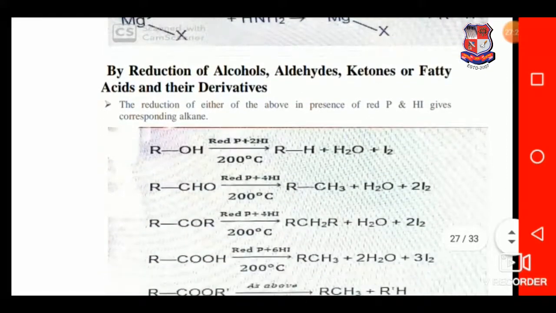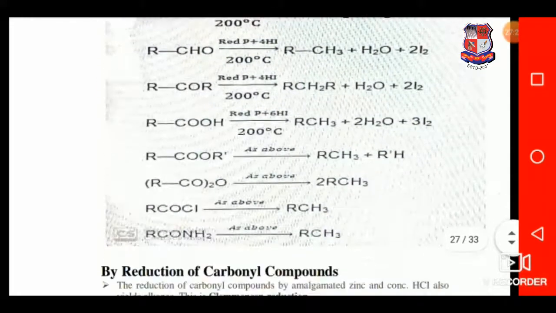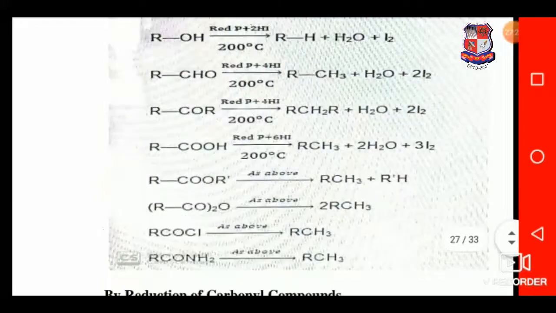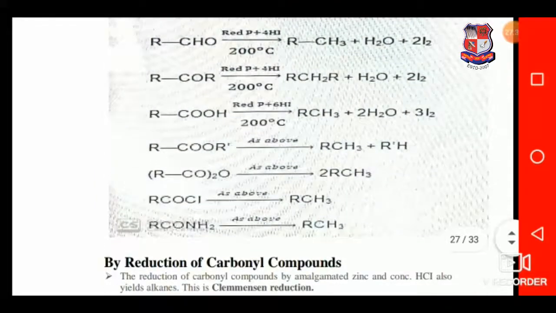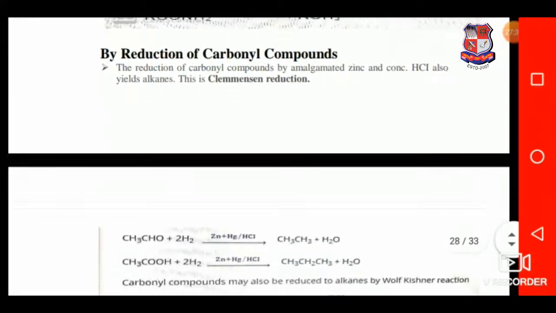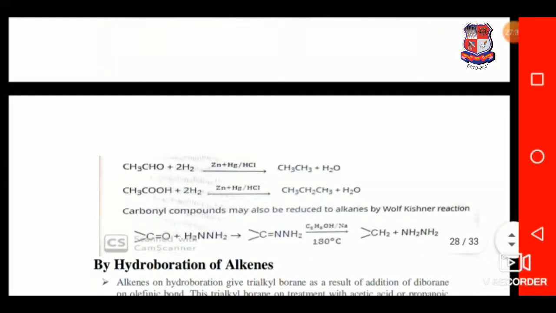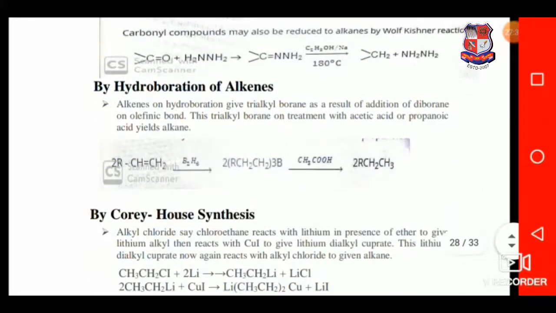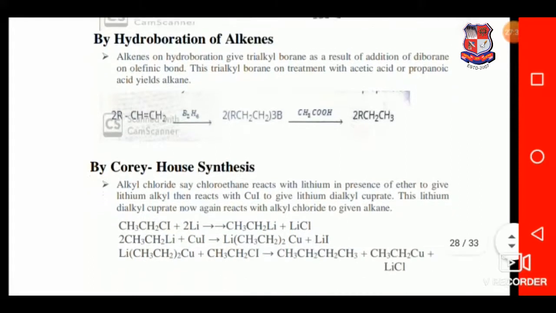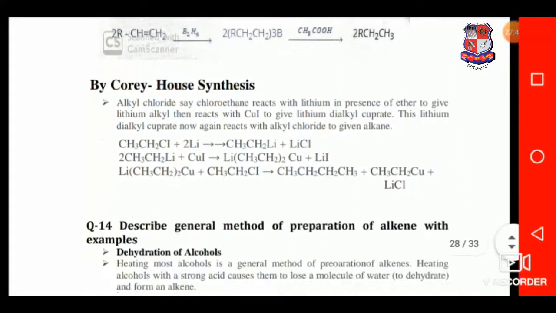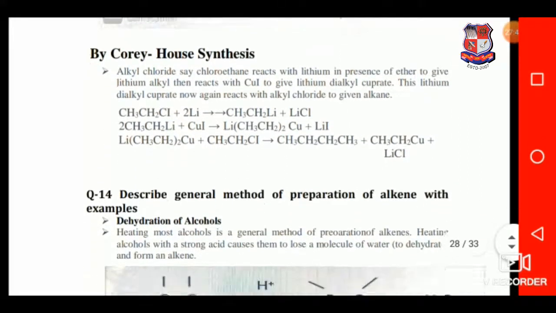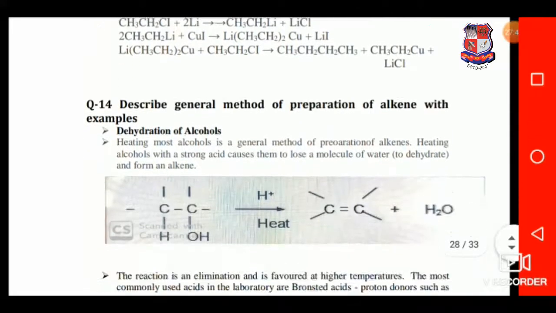By reduction of alcohols, aldehydes, ketones, or fatty acids, we can deduce the structure of alkane. These are the examples involved in that. By reduction of carbonyl compounds, we can produce alkane. By hydroboration of alkenes, we can produce alkane. By Corey-House synthesis, we can produce alkane.